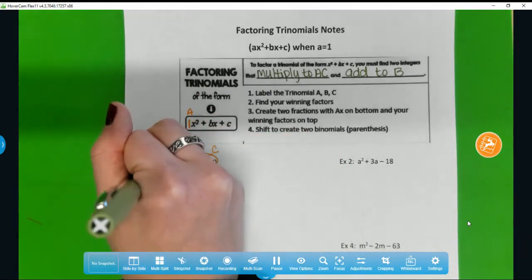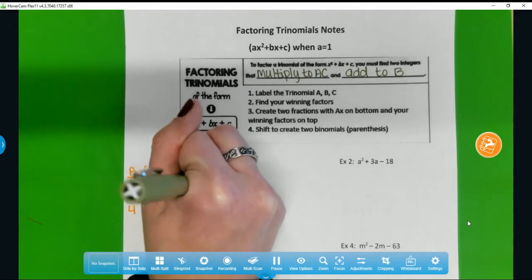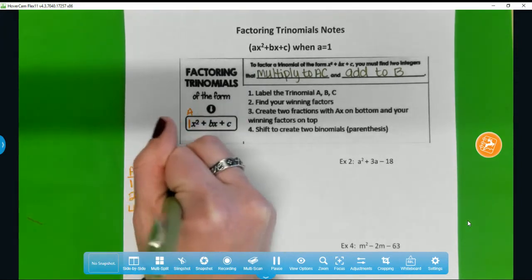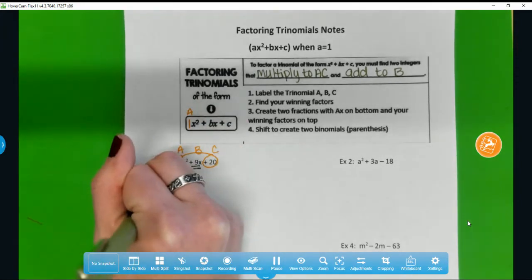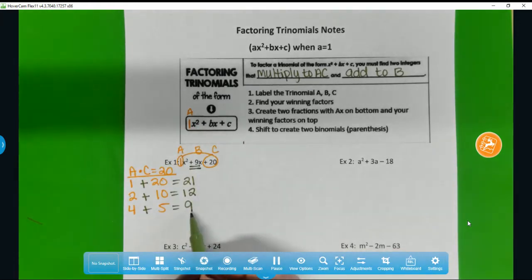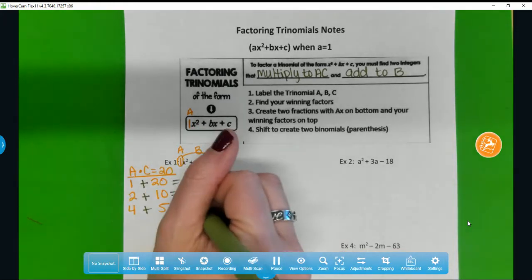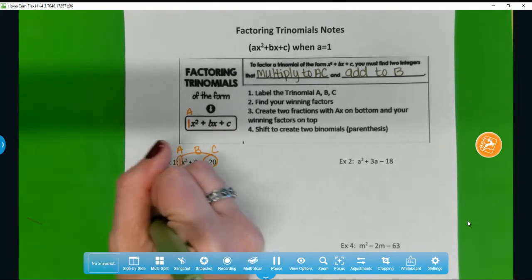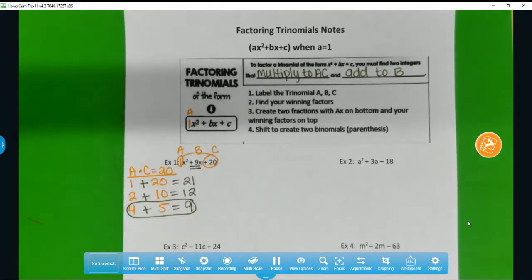So I have 1 plus 20, 21. 2 plus 10 is 12. 4 plus 5 is 9. Once I find the two numbers that equal B, those are my winning numbers. So I'm going to circle them.